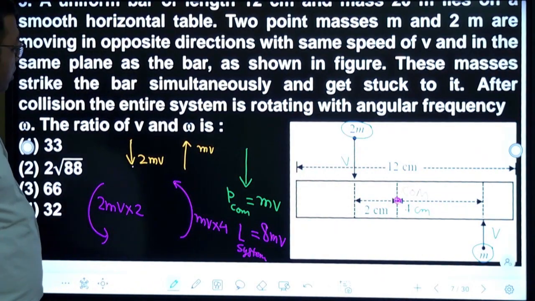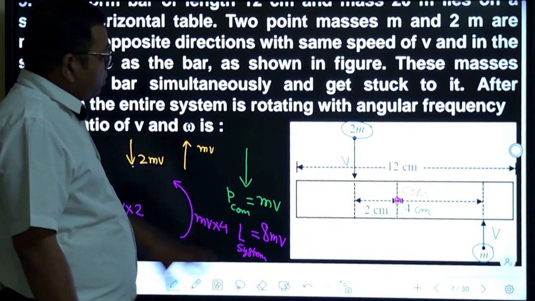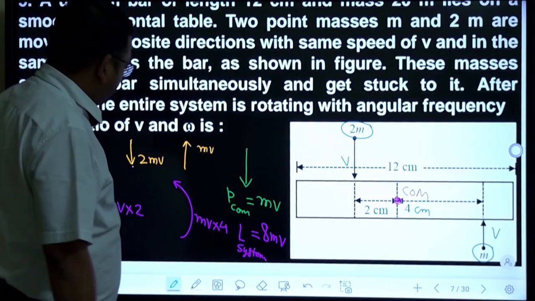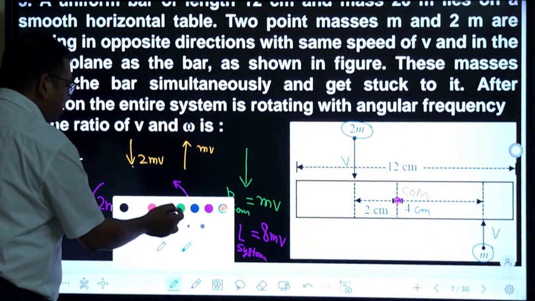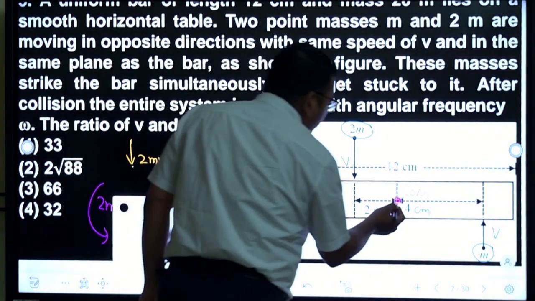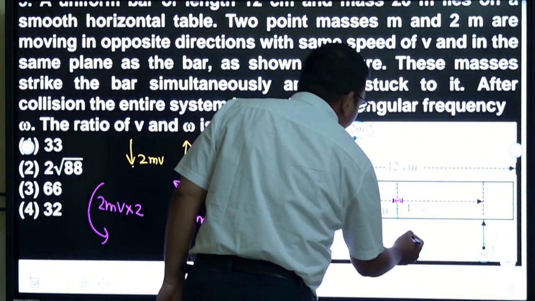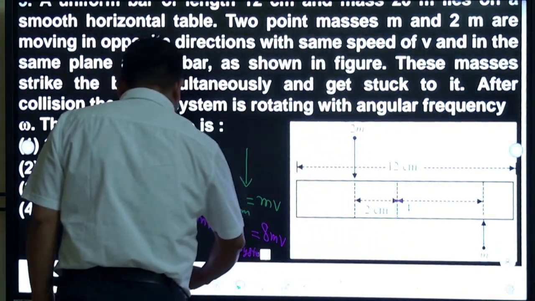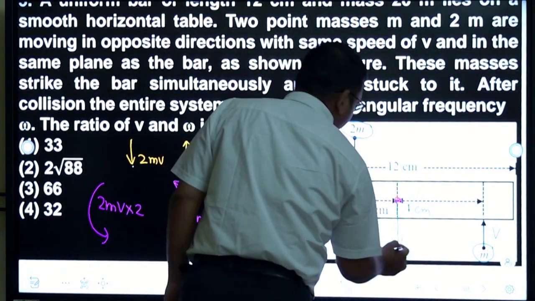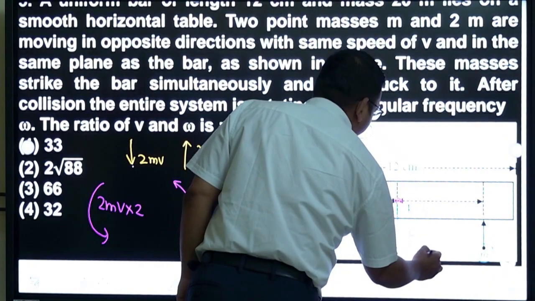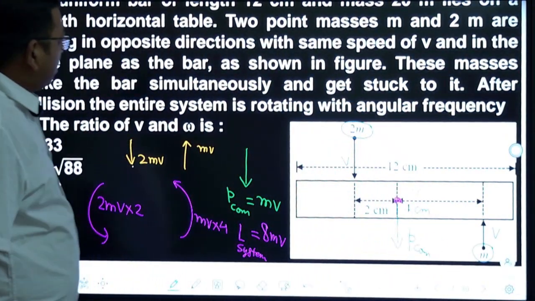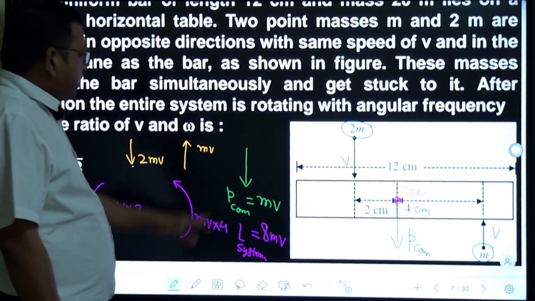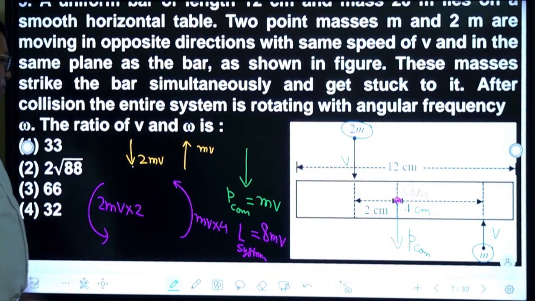So first we have got this. Now the system after collision will be rotating, and it will also be moving forward. So after collision it will be moving downward with p center of mass. Right? This will be moving with p center of mass. Okay, now let us apply these conditions. Can we apply these conditions?